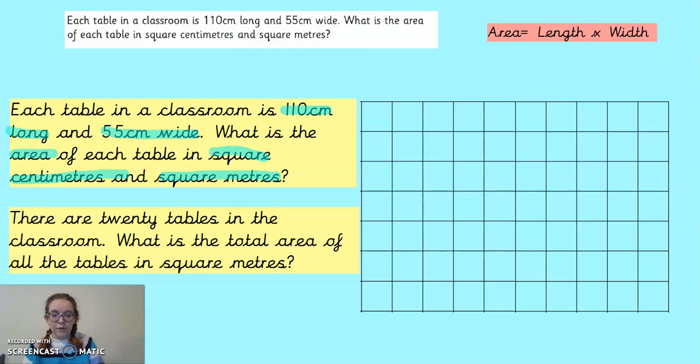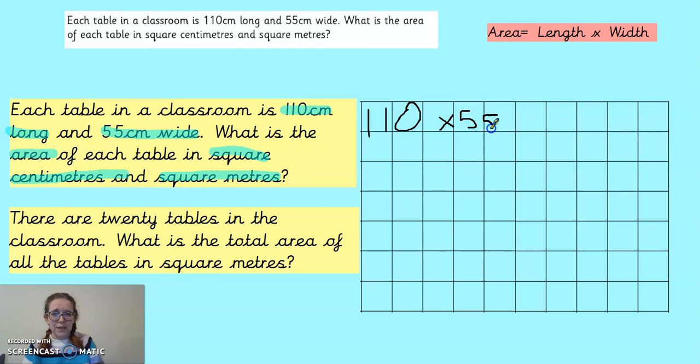It's going to ask us for the area of each table in centimetres squared. We've already got our centimetres, and then we exchange it into square metres, or metres squared. So the first thing I'm going to do is work out the area of the table. I know that my area is my length times my width. My length is 110 centimetres times 55 centimetres.